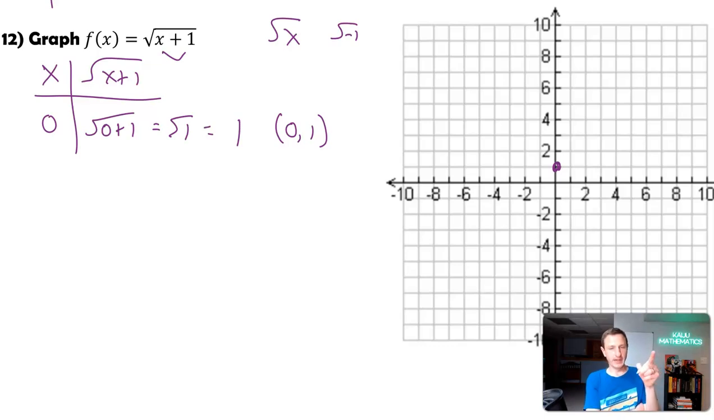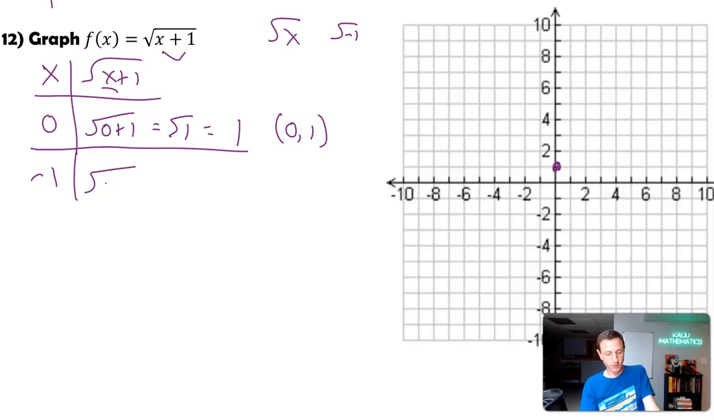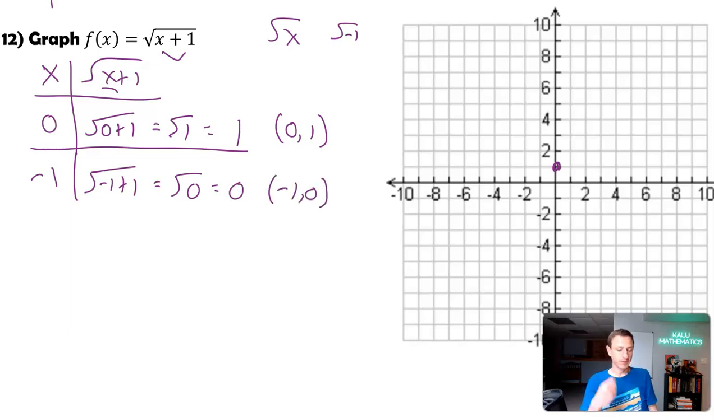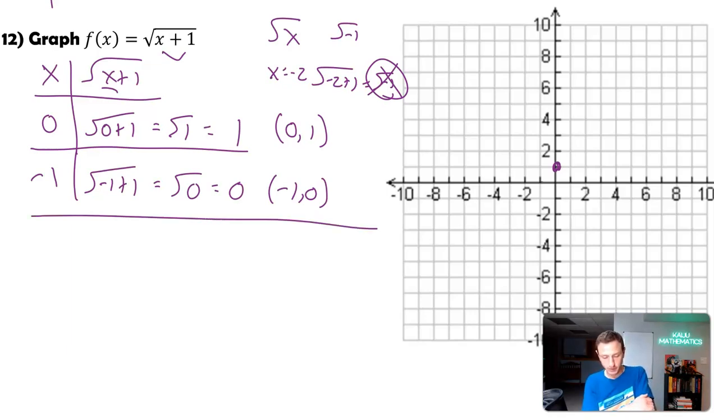But think about it. I don't have the square root of 0. I haven't done that. So how do I get the square root of 0? Meaning, what x value could I plug in still? I could do negative 1. Because if you think about it, the square root of negative 1 plus 1, negative 1 plus 1 is 0. Square root of 0 is 0. So now we have that starting point of 0. And I can't go further than that. Like if I take x equal to negative 2, look what I'll get. I'll get the square root of negative 2 plus 1. Negative 2 plus 1 is negative 1. I cannot do that. So I can't take x equal to negative 2, but I could use x equal to negative 1. And that's negative 1, 0. That's going to be my starting point.